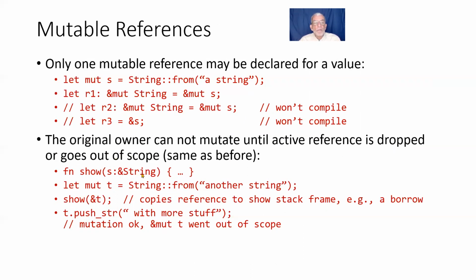So here's a function. I'm passing a string, let mut t equal string from another string, show a t, and now I can push string. Here I created an immutable reference, but when I leave show, that reference goes out of scope. That reference to t ends its lifetime, and now I can mutate t with this push string, which just appends a string at the end of t. Okay.